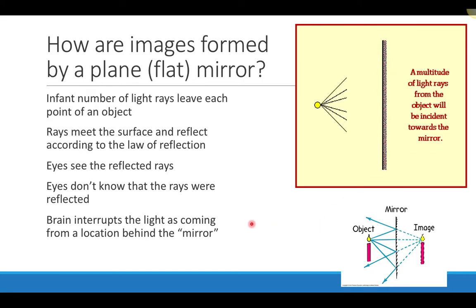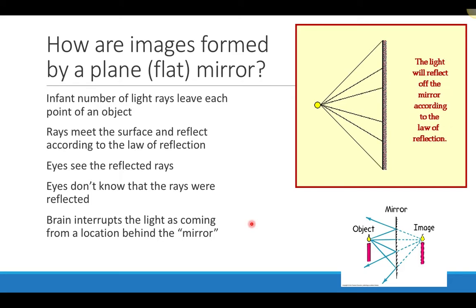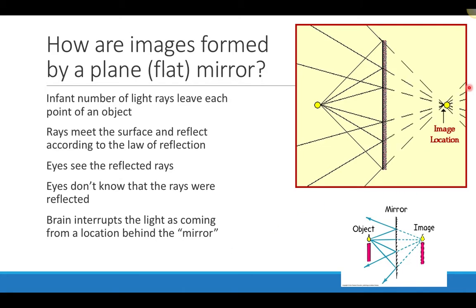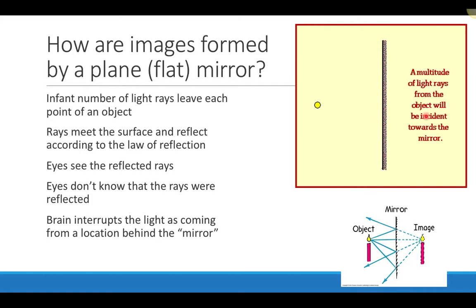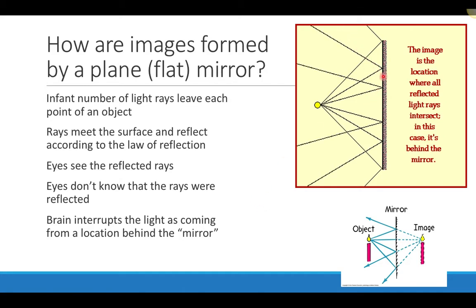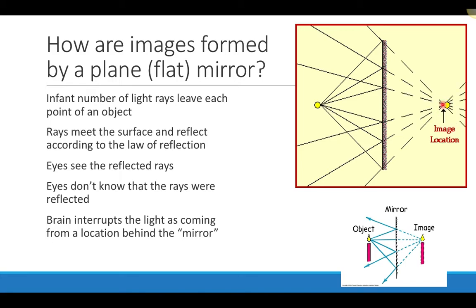So our brain does not realize that light can be reflected off of a surface, or that it can come from different directions, and so our brain will always interpret those rays of light as originating from some point, and in this case that point is behind the mirror. This is a virtual image because the rays of light don't actually converge together, they diverge, and in order to see the image we have to follow the rays of light back and see where they seem like they would be coming from. So they seem to be originating from back here, and that's my image location.